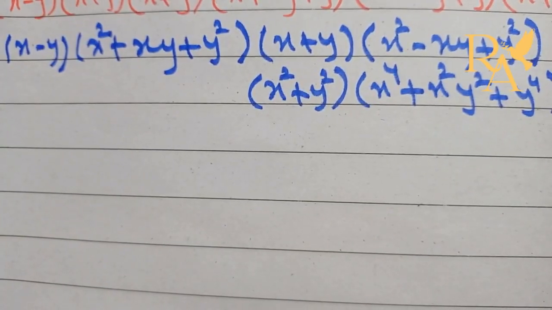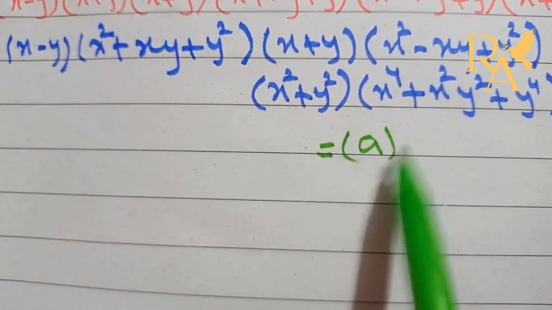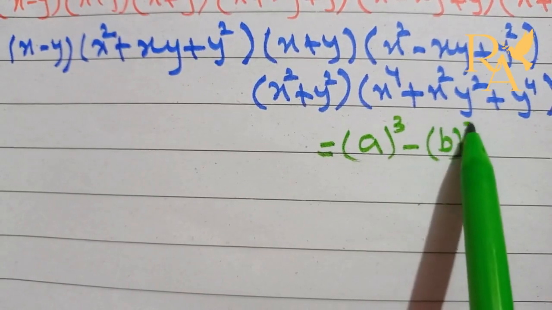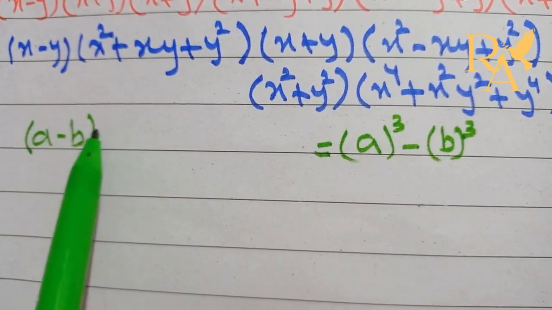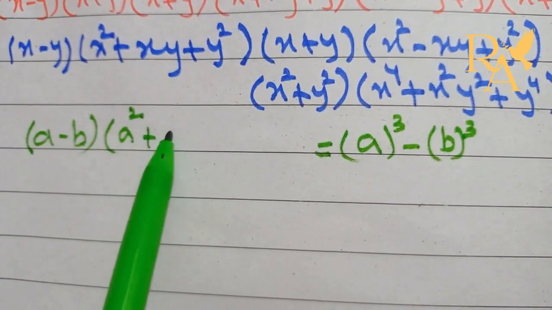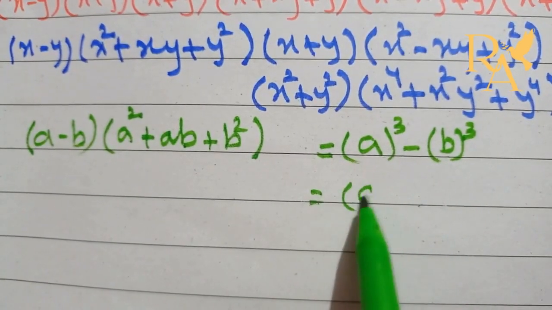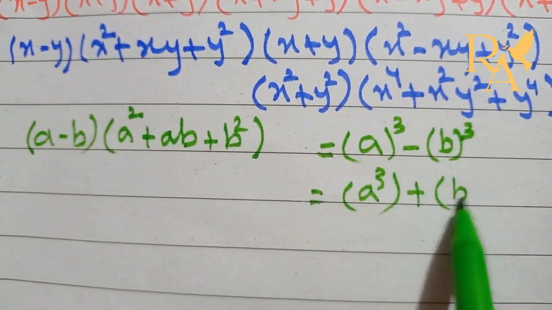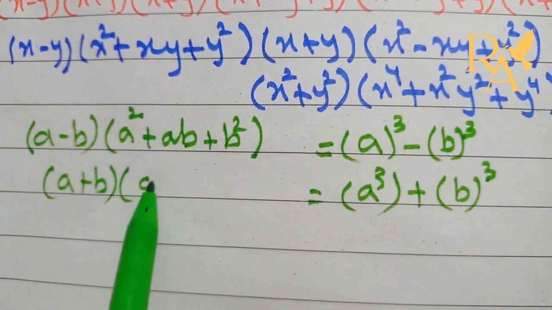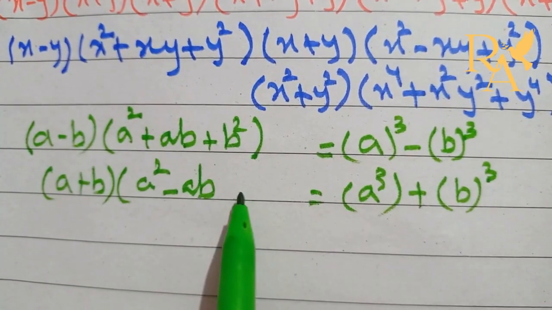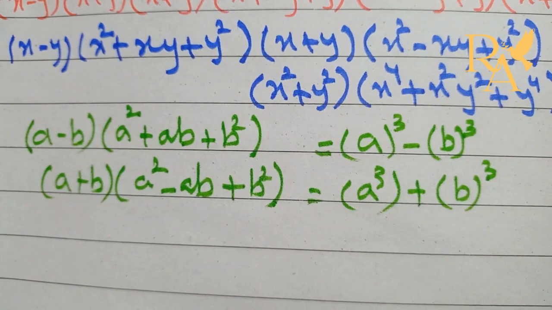Now we can use the formula a cube minus b cube is equal to a minus b, a square plus ab plus b square, and a cube plus b cube is equal to a plus b, a square minus ab plus b square. Now we will use these both formulas to solve the above equation.